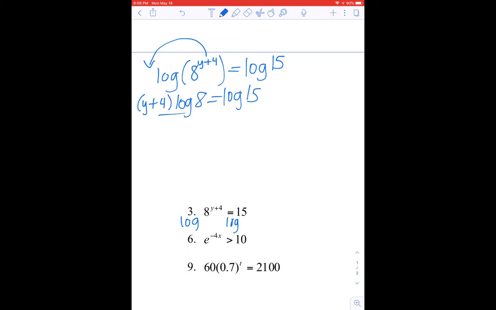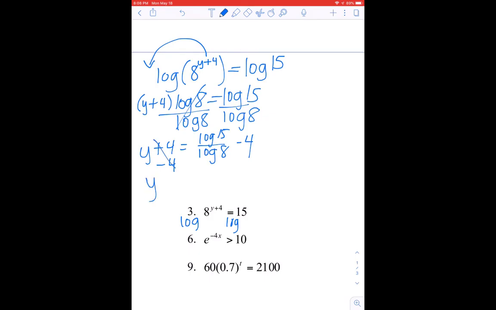Let's leave the y plus 4 alone, and let's get rid of this log of 8, because that'll cancel. We'll get log of 8 on this side, and you'll get y plus 4 equals log of 15 over log of 8. Then we're going to subtract this 4 on both sides. This side looks kind of scary, but we know if we have a log of any number, it's just a decimal in the calculator. So we have a number over a number minus 4, so we're good.